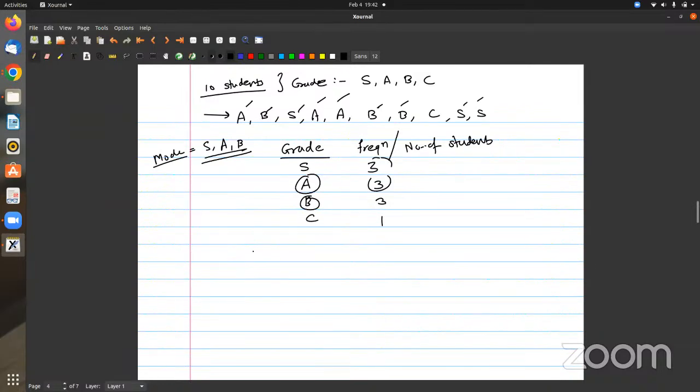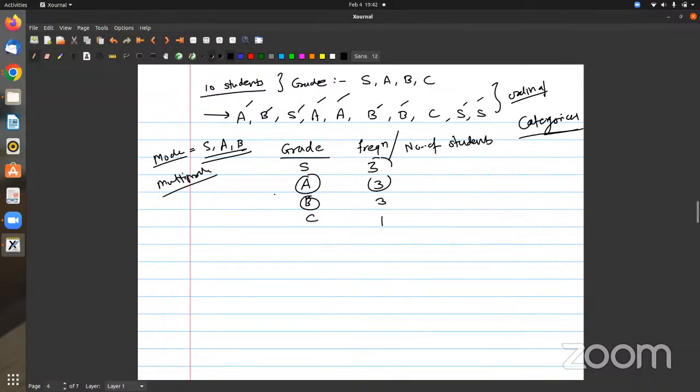So similarly, I can have other such examples. Let's say this is ordinal data, right? This is ordinal because I have order, but this is again categorical data, right? Okay, so that means I can have multiple modes here.